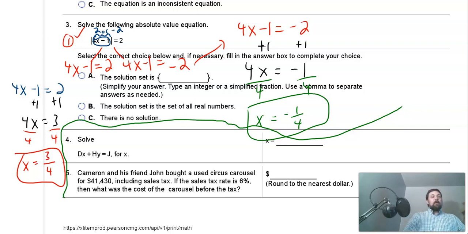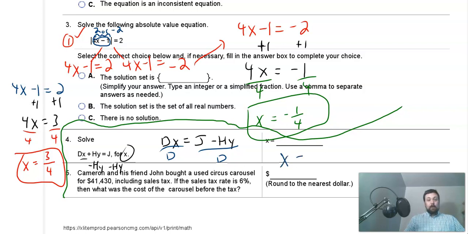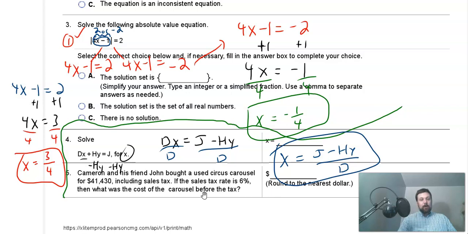All right. Number 4, solve this for x. So I want to get x by itself. The first step here will be to subtract the hy to the other side. So we're going to get dx equals j minus hy. And then to get x by itself, you divide by d. And that's it. You get x equals j minus hy over d. Okay, make sure you show your steps on that problem.